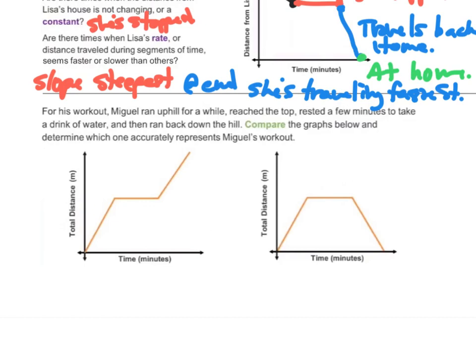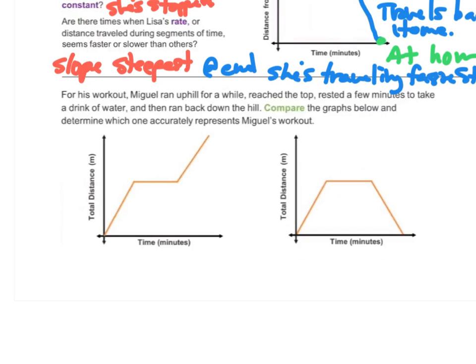For his workout, Miguel ran uphill for a while, reached the top, rested for a few minutes to take a drink of water, and then ran back down the hill. Compare the graphs below and determine which one accurately represents Miguel's workout. What I notice about these graphs is that my label on the graph is total distance, not distance from home. So you would maybe think that it's this one. And that, my friends, unfortunately, is wrong.